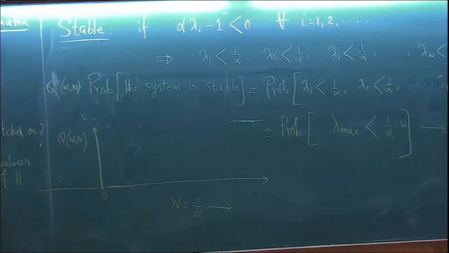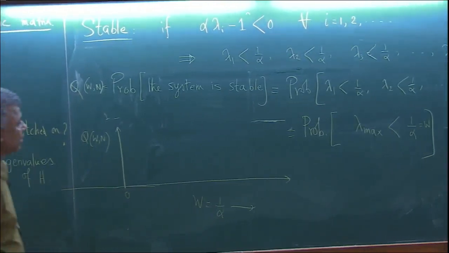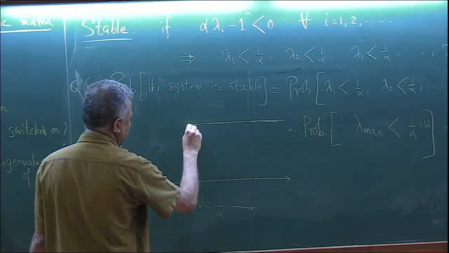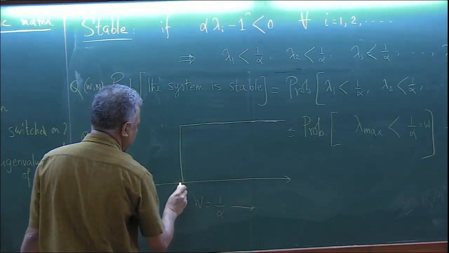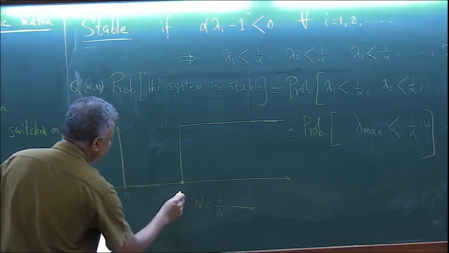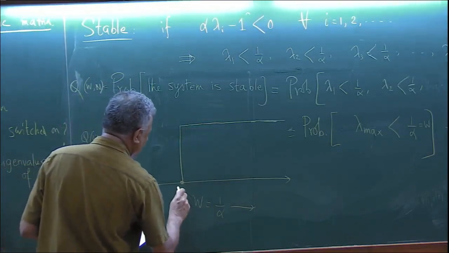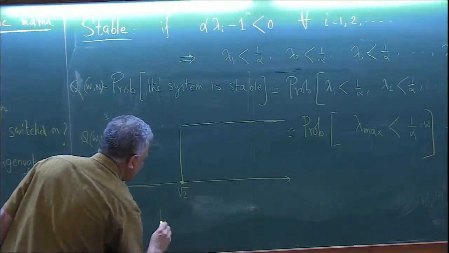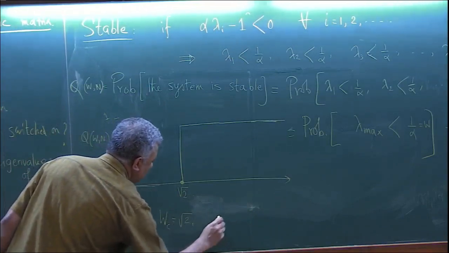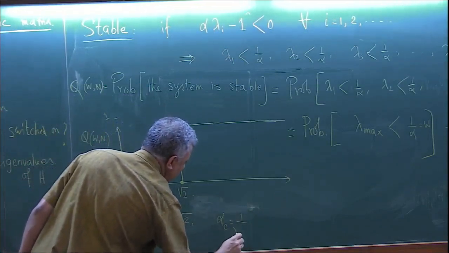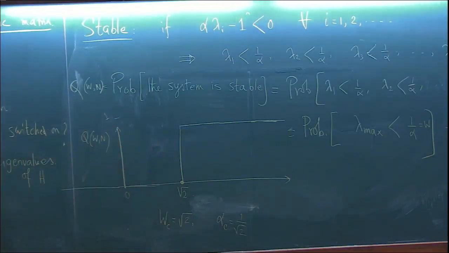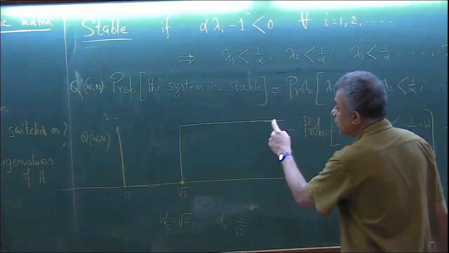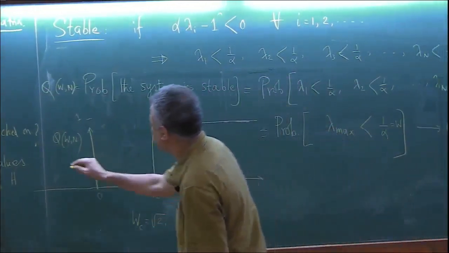Okay. And what May speculated, he didn't prove it, but he conjectured that there is a phase transition exactly at a critical value, which is √2. So at W equal to root 2, which means the critical value alpha_C is 1 over square root of 2. So alpha going to 0 means W is infinity, so the probability that the system is stable is 1. It remains 1, it remains 1. This is in the large n limit.